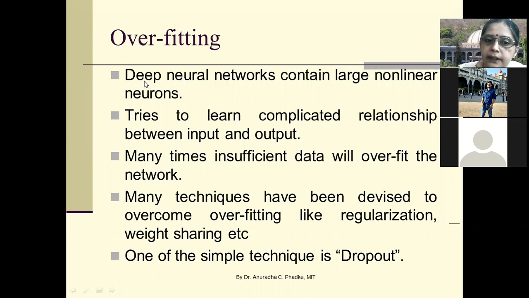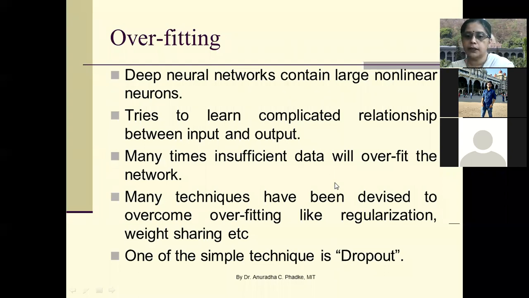A deep neural network contains many non-linear neurons, and it tries to learn a complicated relationship between input and output. Many times, sufficient training data is not available, and in that case, your network will overfit. You have a large number of neurons or parameters and an insufficient amount of data. In order to avoid overfitting, we can use various techniques like regularization or weight sharing, and one of the techniques is the dropout architecture.